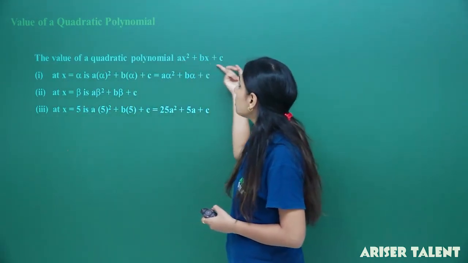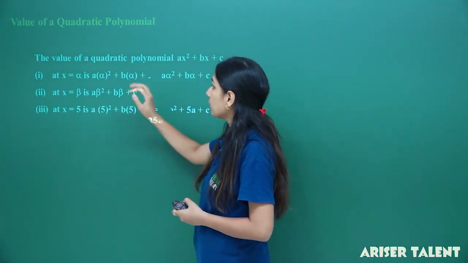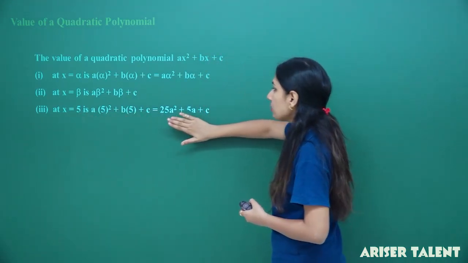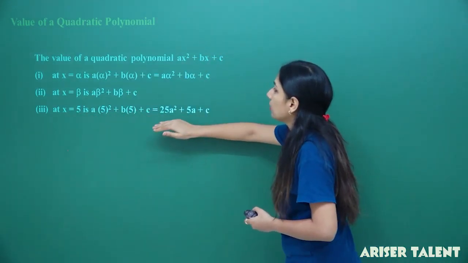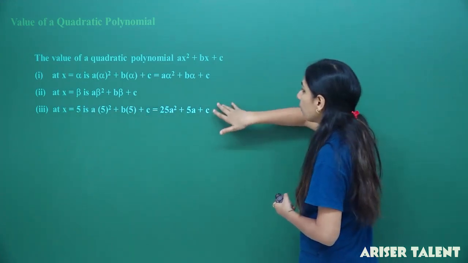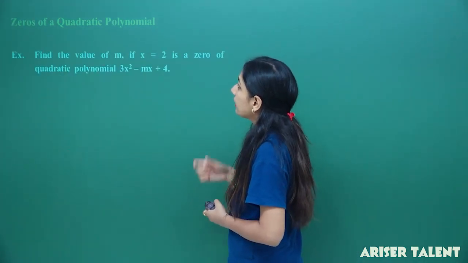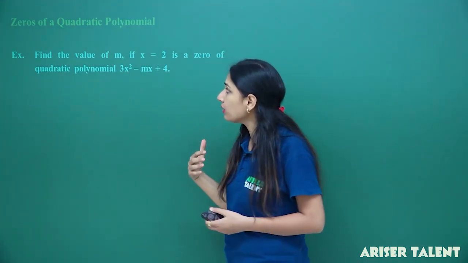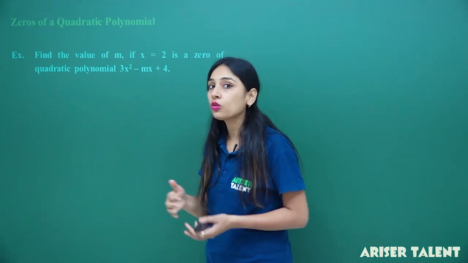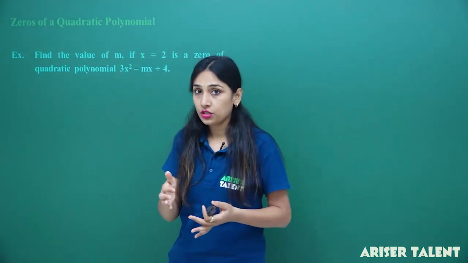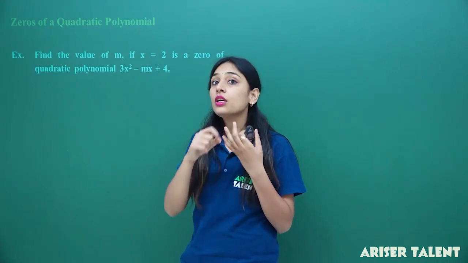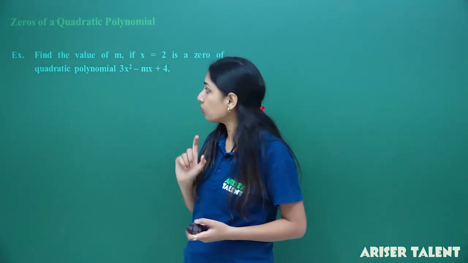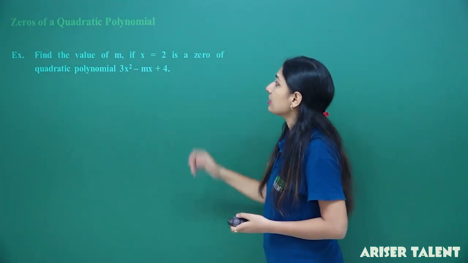Like in this expression ax square plus bx plus c, we put the value equal to 5 and then we got this. Now this is what? Not the equation but the polynomial. So this is the value of the polynomial. Okay, now we discussed zeros of a quadratic polynomial. What are zeros of a quadratic polynomial? The value of the variable at which the complete value of the polynomial becomes 0 is the zero of the polynomial. Okay, we have discussed this example.